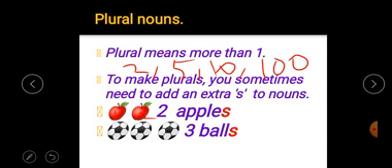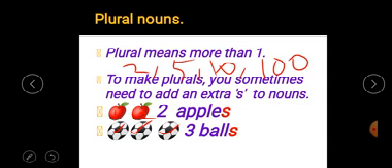What else can you see on the screen? I can see balls. How many can you count on your screen? I can count 1, 2, 3. Three balls. Can you see that it is more than one? It is not just one, it is more than one. Now, when a noun is more than one, we say it is plural. We say it is what? Plural.